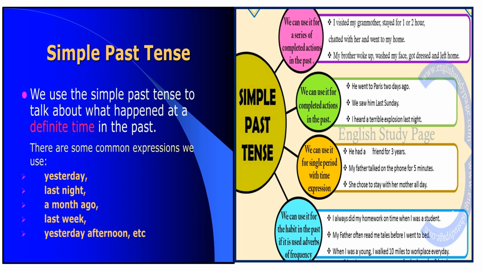I always did my homework on time when I was a student. So when he was a student, he always did his homework on time. My father often read me tales before I went to bed. Here tales means stories. When I was young, I walked 10 miles to work every day. So when he was young, he used to walk 10 miles to work every day.